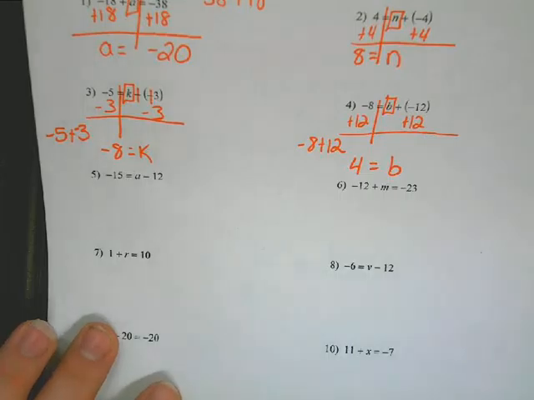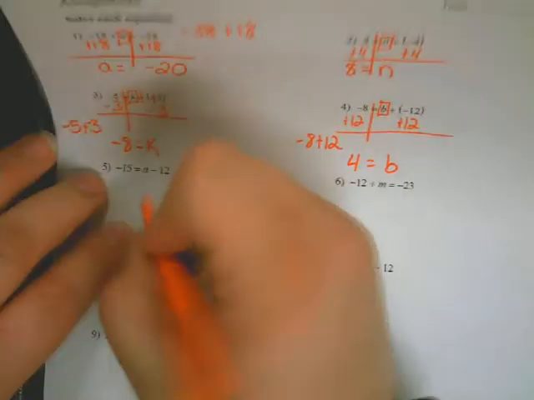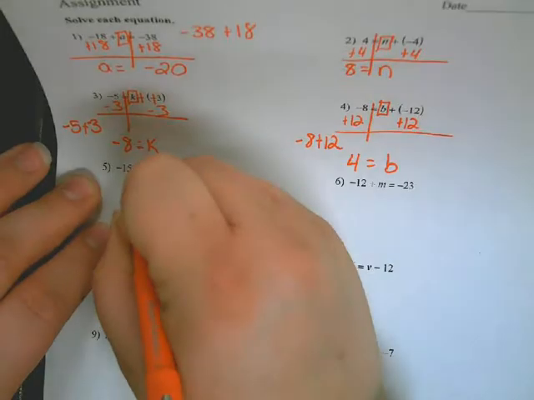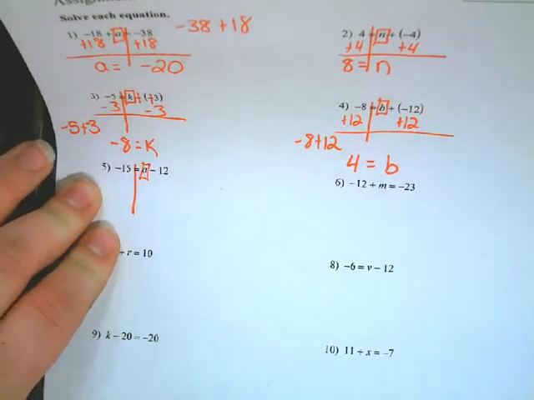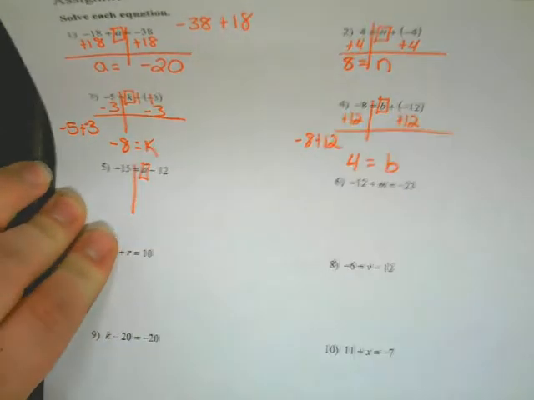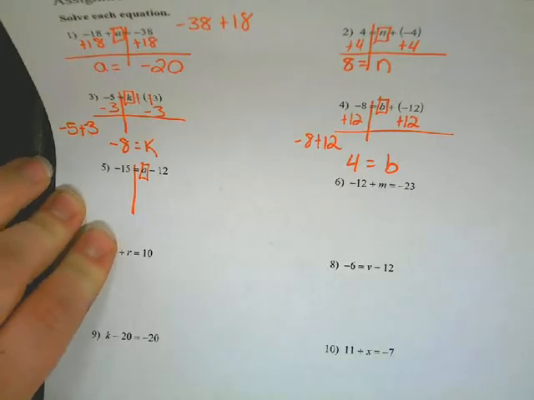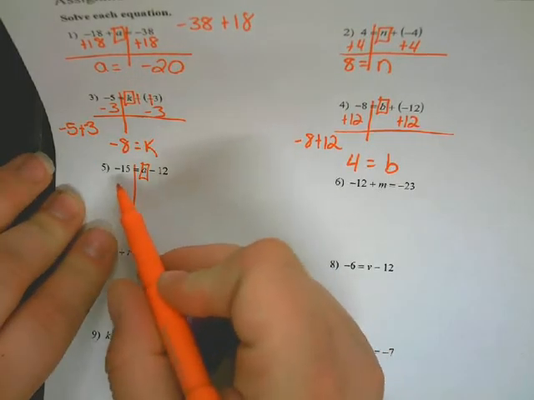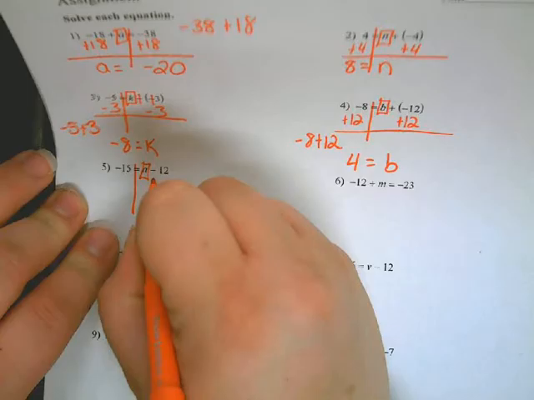Okay, looking at number 5. Box your letter. Draw your line. Now what? Plus 15. Plus what? 15. 15's on the opposite side. You gotta add 12 to both sides.